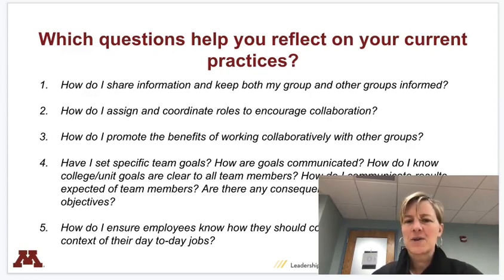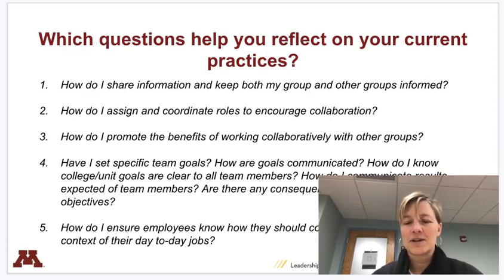So the first one, how do I share information and keep both my group and other groups informed? And the second, how do I assign and coordinate roles to encourage collaboration? Third, how do I promote the benefits of working collaboratively with other groups? Fourth, this is a longer one, have I set specific team goals? How are they communicated? How do I know they're clear to everyone? How do I communicate the results expected of my team members? Are there any consequences for not meeting team objectives?